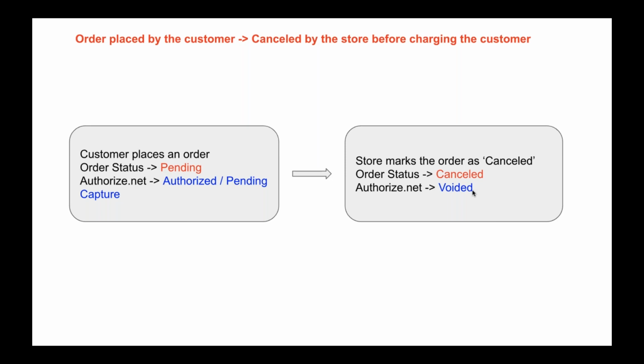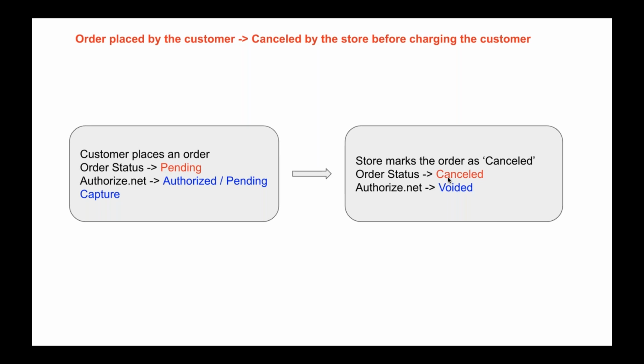The reason it is voided is because this authorization was never captured. There is just an authorization, no capture there. So the customer was not charged. So all authorized.net needs to do is void it. And this is automatically taken care of if you cancel the order. So you don't have to worry about it. You don't have to worry about whether the authorization is still open or whether it is captured. Our system, IndieCommerce system, will take care of it.